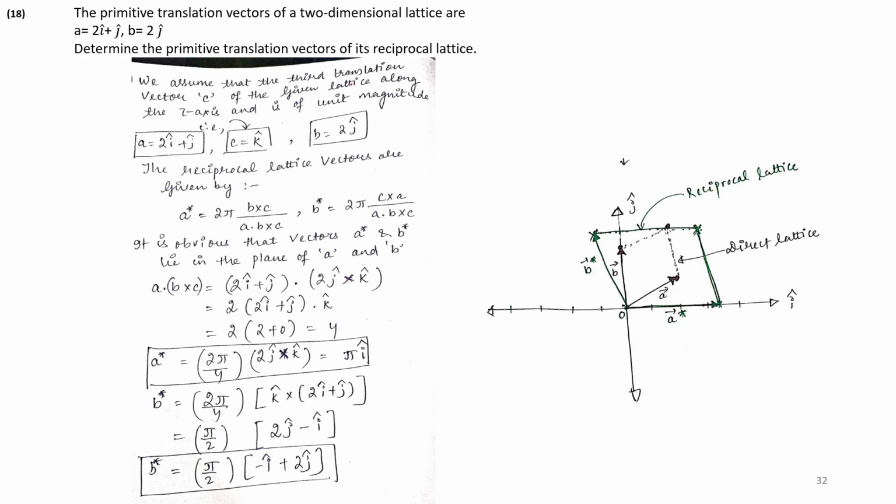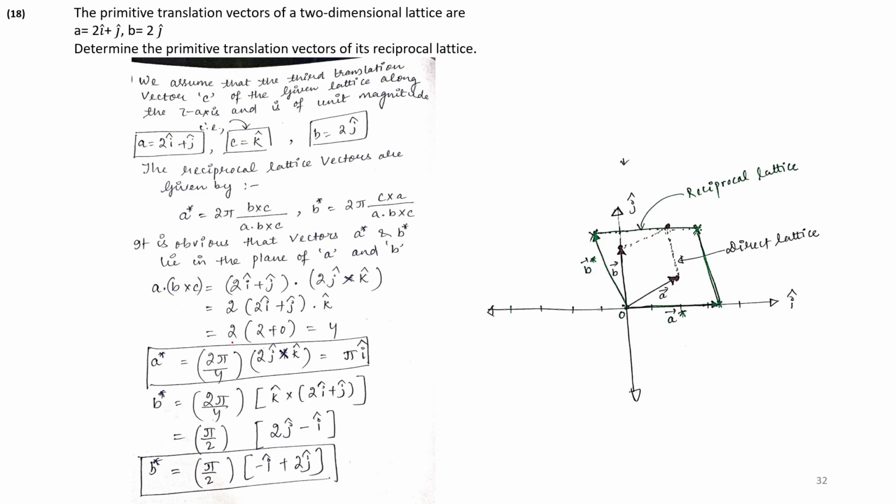So we have to assume the third translation vector c is along the z axis. So we are taking the c value as k, because a and b are in the XY plane, so c will be along the z direction. Now substitute all the dot products and do it. You will get a · (b × c) as 4.